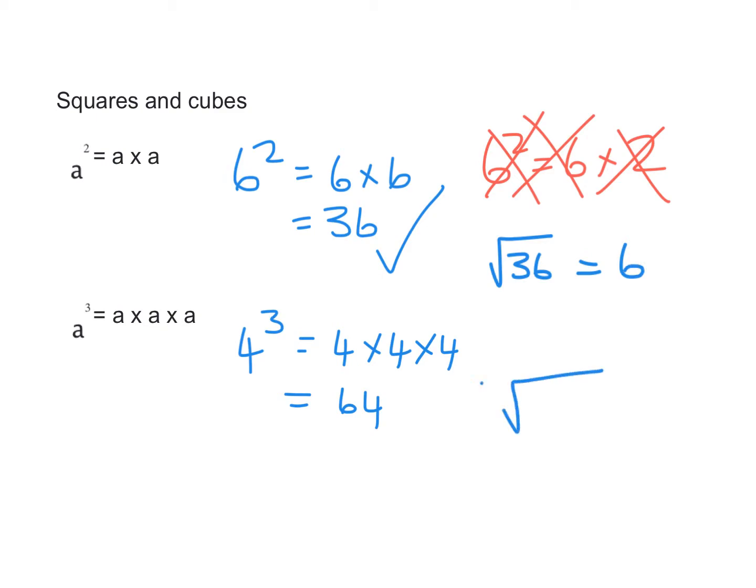And what is the cube root of 64? So what number multiplied by itself again, and again, is going to give me 64? And obviously we've worked that out. So the answer there is going to be 4.